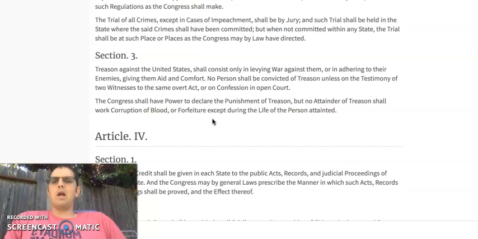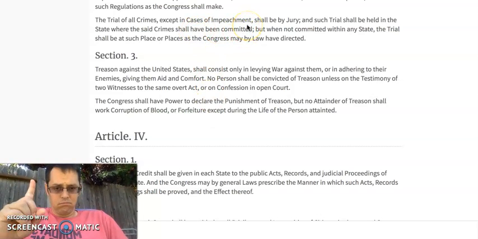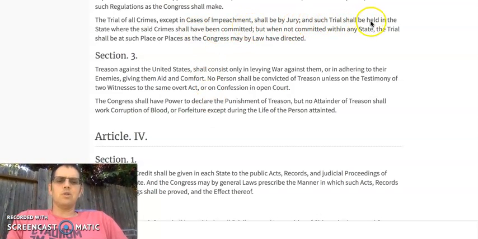The trial of all crimes, except in cases of impeachment, shall be by jury, and such trial shall be held in the state where the said crimes shall have been committed. But when not committed within any state, the trial shall be at such place or places as the Congress may by law have directed. Section 3.